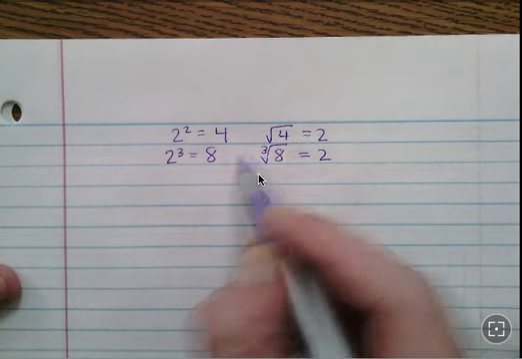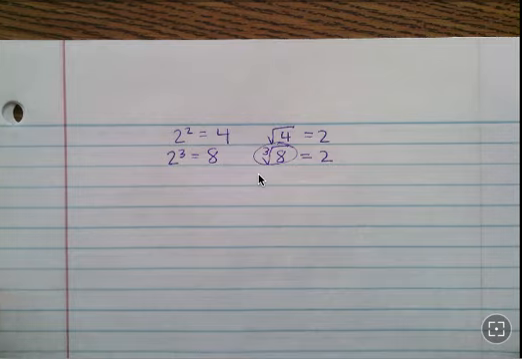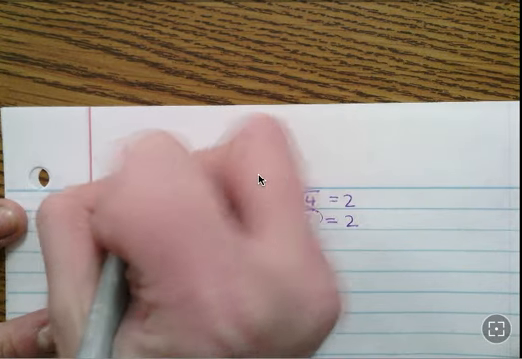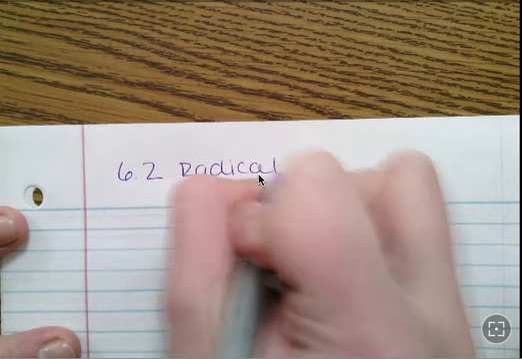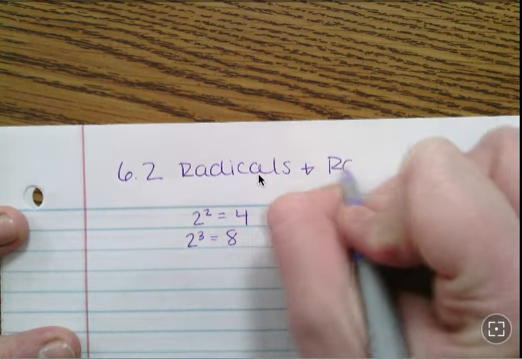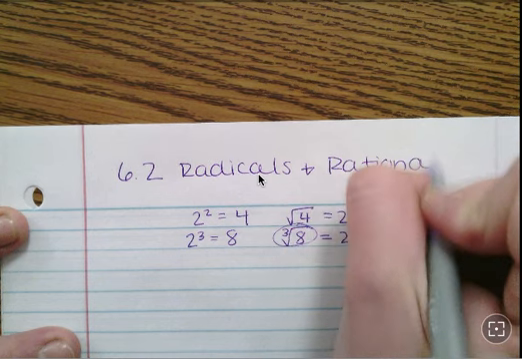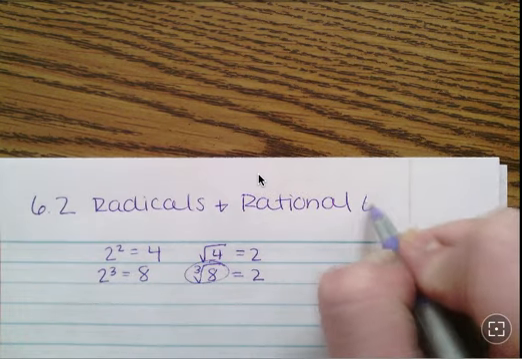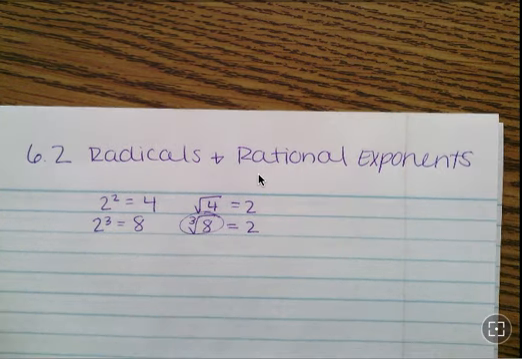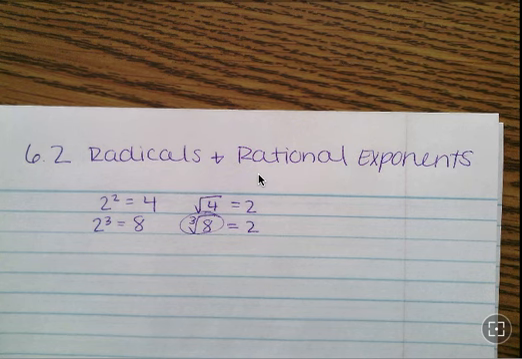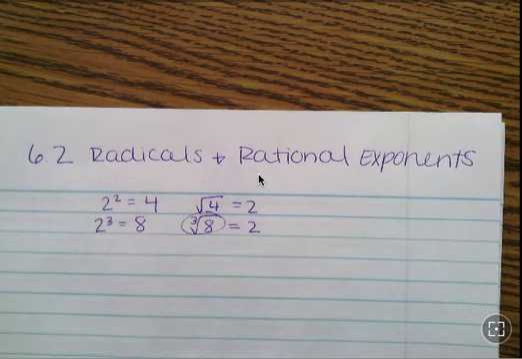Okay, and we're going to talk more and more about this here in just a second because I know that's relatively new. But that's kind of a preview into 6.2, which is radicals and rational. So those are two different words, radical and rational, exponents. Okay, so that's what we got going on here, and they're very much related to what we talked about in 6.1. So let's just go with kind of an intro here.